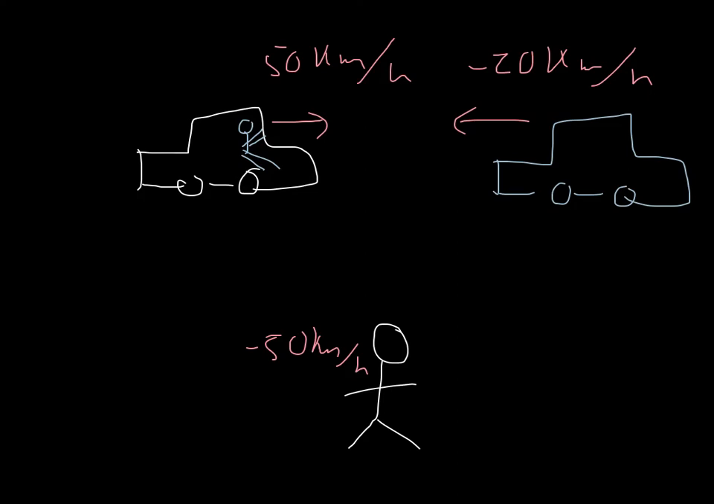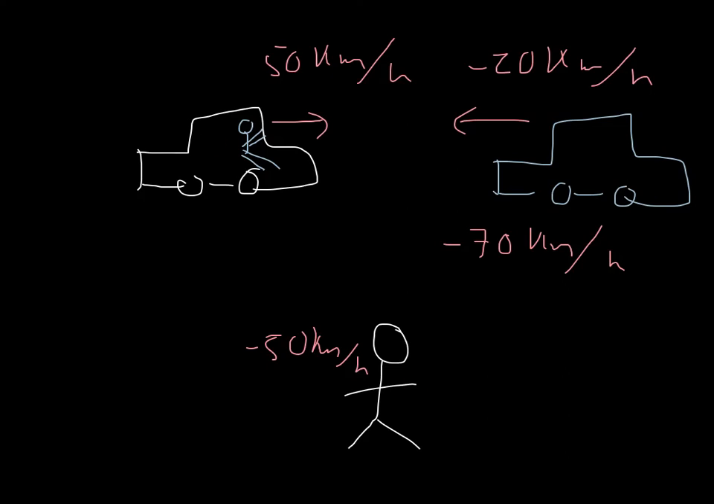Okay, again, hopefully you did what I asked you to do. And if this guy thinks he's still, then he will see this car approaching him at 50 plus 20 kilometers per hour. So the relative velocity will be minus 70 kilometers per hour. Similarly, according to this guy, he is moving this way at 20 kilometers per hour. This guy is approaching him at 70 kilometers per hour. So again, each one of them will measure a different relative speed, but if we know the relative speeds, we can figure out the relative speed from the other point of view.